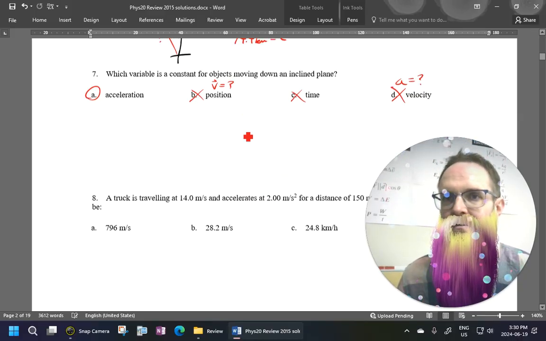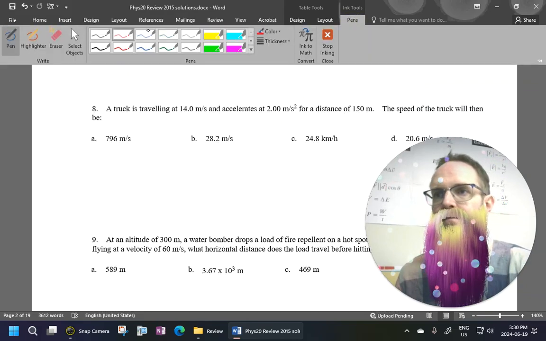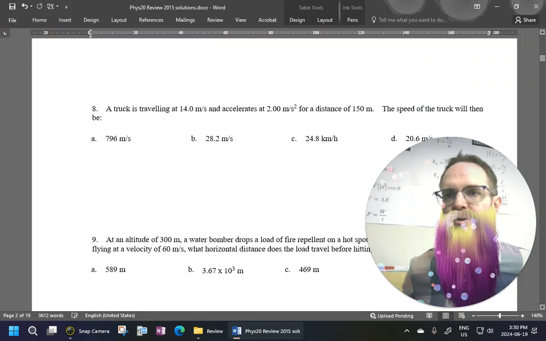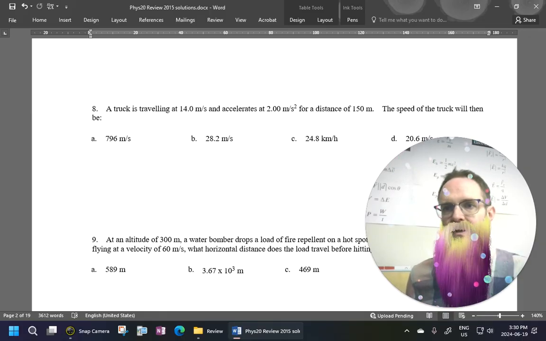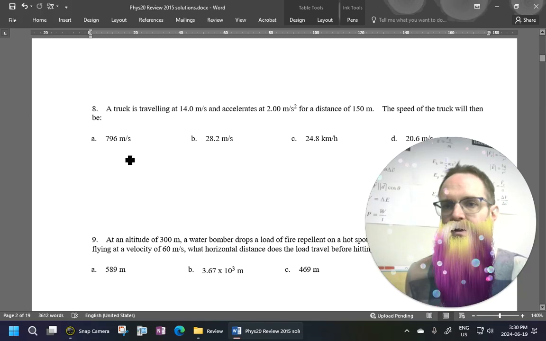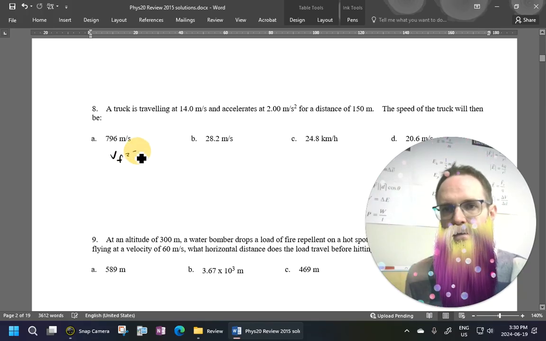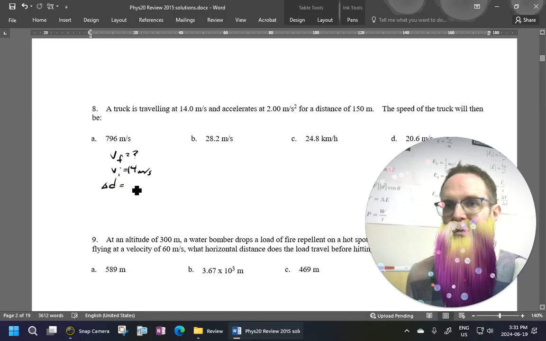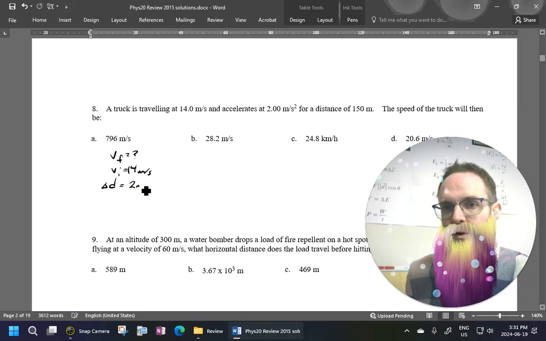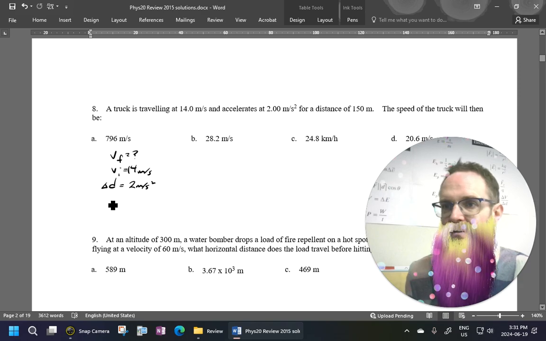Big space there for some reason. All right, a truck is traveling, then accelerates for this distance. What's the final speed? Okay, so we're looking for the final speed. We have the initial speed, 14 meters per second. We have the displacement or position. They don't mention anything, these are all positive numbers, so let's imagine positive is forwards. So everything's forwards here. It'd be nice if they gave us a little more information, like direction.